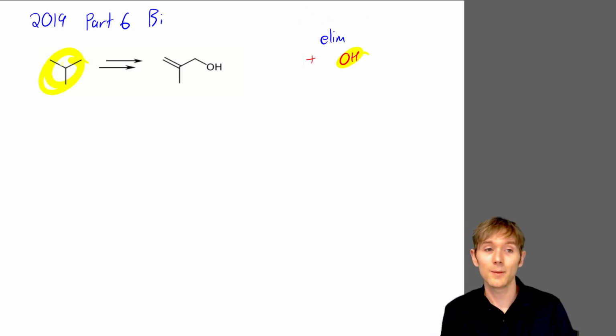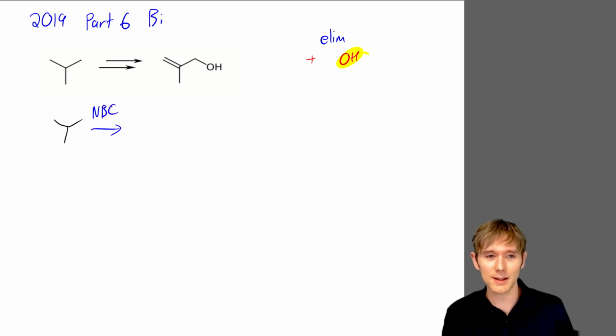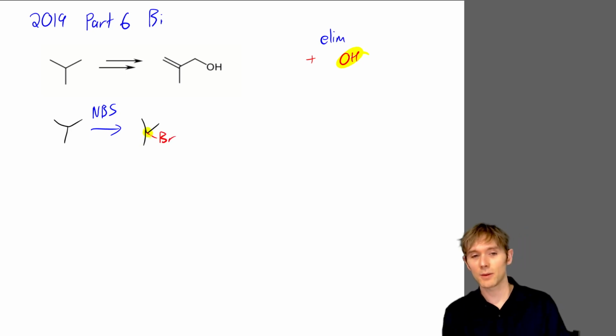In order to cause elimination on this though, I'm going to need to make it somewhat reactive. I need a leaving group somewhere. You can pick your favorite radical reaction and pick your favorite position here, because radicalizing pretty much anything here is going to work. I'm going to use my favorite, which is NBS, and that's going to very selectively radicalize the tertiary position. If you used chlorine and did something on the outside, totally fine too.